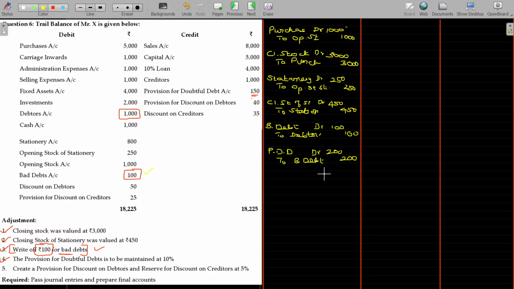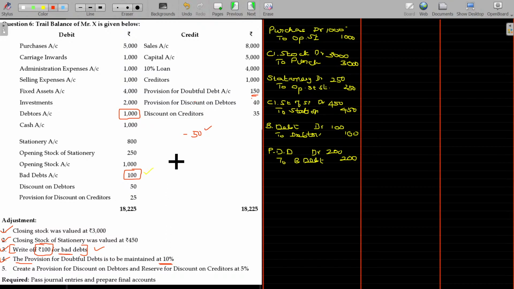So we can debit to PDD account directly 200 rupees. But the PDD is not sufficient enough. So 150 can be debited, another 50 could be debited to the P&L account. Or you can pass a separate entry. Debit PDD completely. That's a shortage of 50 to be now adjusted. While adjusting that, the fourth adjustment entry will also be incorporated. The provision for doubtful debt is to be maintained at 10%.